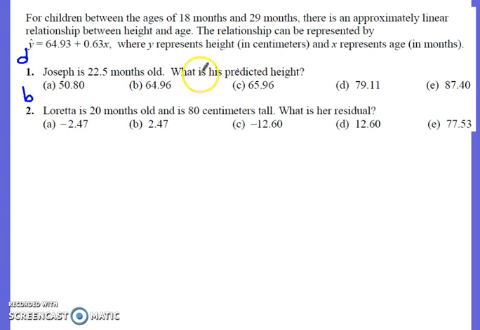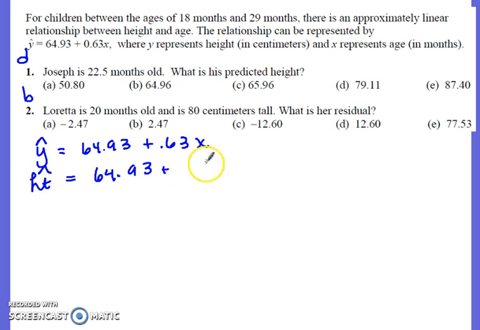They've given me the prediction equation. So this y hat equals 64.93 plus 0.63x. So immediately I'm going to go underneath this and put in what they are, where it says y represents the height in centimeters, and x is the age in months. So if I know the age, I can predict the height. So they told us he's 22.5 months old. So all we're going to do is plug in 22.5 for x.